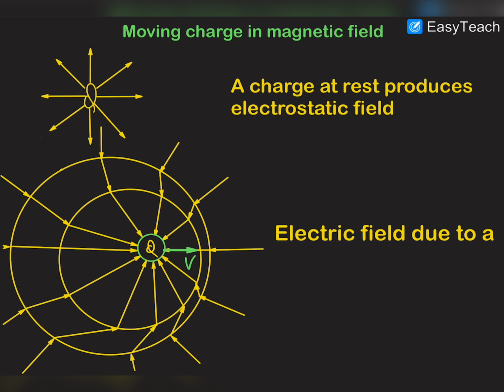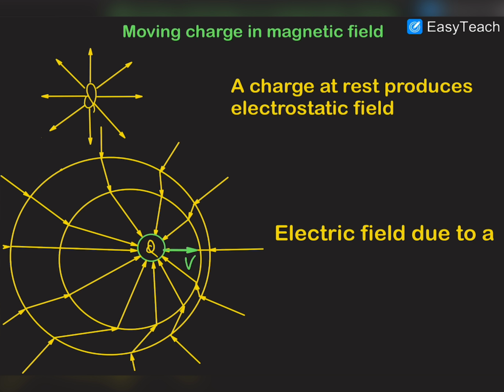We have already studied in electrostatics that a charge at rest produces an electrostatic field around it like this, and a moving charge produces both an electric field as well as a magnetic field. We cannot refer to this electric field as an electrostatic field because this charge is not static. So we can say that the moving charge produces electric field and magnetic field around it.